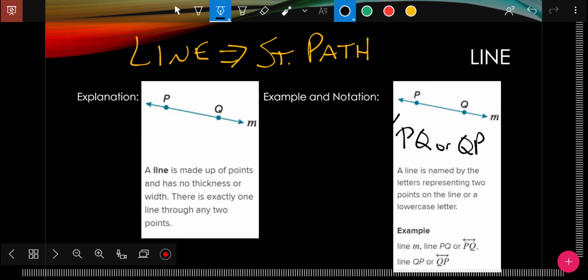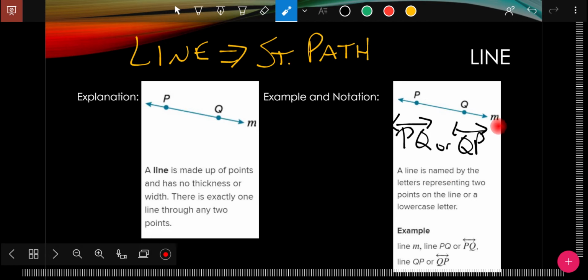All right. But you have to add this notation above it. It's a little line with arrows. And so I would read this right here as line PQ. Or I read this one over here that I'm highlighting as line QP.